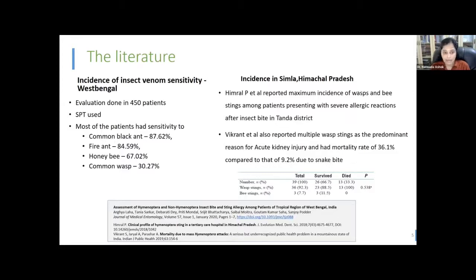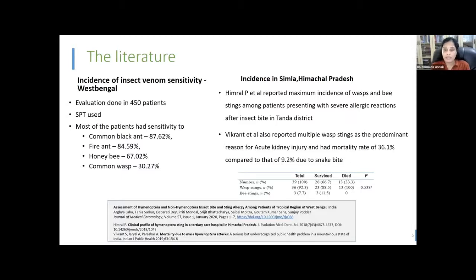the evaluation was done among 450 patients, and they used the skin prick test to find out the sensitivity. They found out that the commonest is black ant, which is about 87.62%, fire ant about 84.59%, honeybee 67.02%, and common wasp about 30.27%. So this was reported by the group from Calcutta.